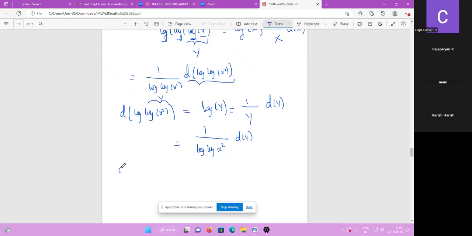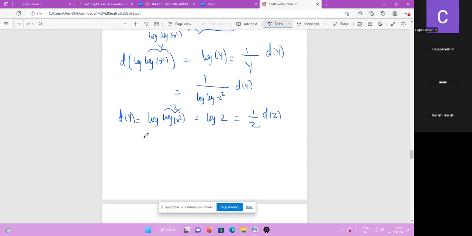Again, derivative of y is nothing but log of x square. So I take this as a z. So derivative of z is nothing but 1 by z, and derivative of z, which is nothing but 1 by log x square, derivative of log x square. Okay, so once you know that it comes single variable, it becomes easy. So the answer is 1 by log x square.